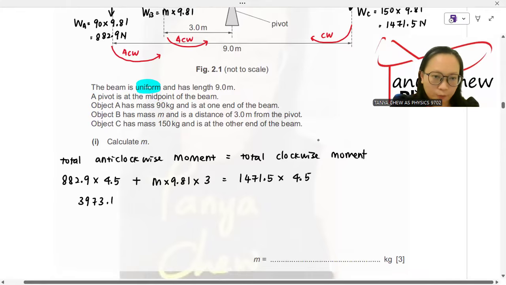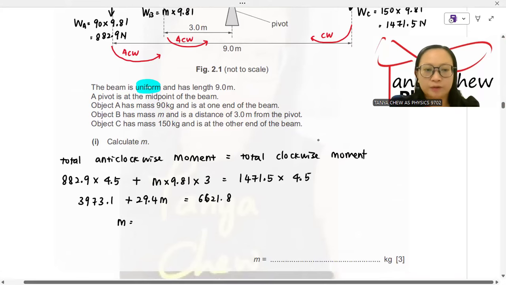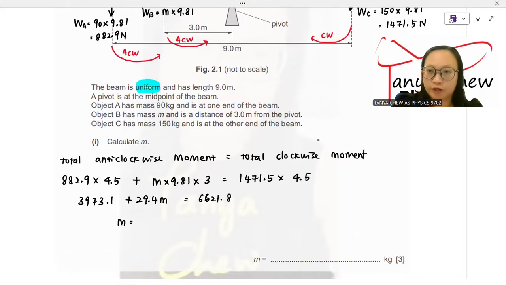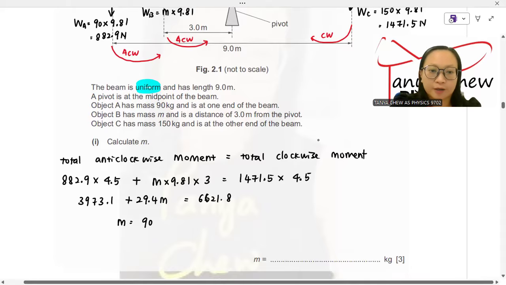3.1 plus 29.4 m equals 6621.8. Then to find my m, work it out: 6621.8 minus 3973.1, divided by 29.4, and you're supposed to get 90 kilograms. So the mass of B is 90 kilograms.